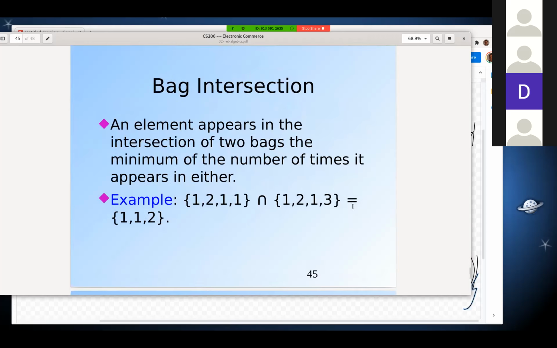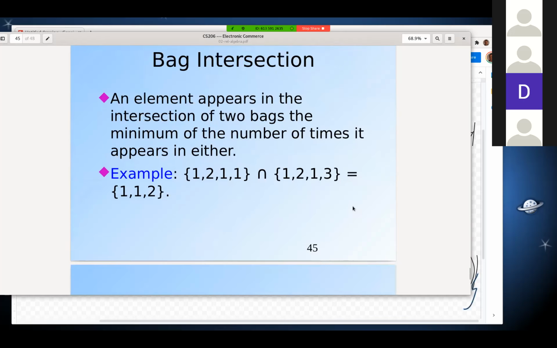And then intersection is kind of tricky because intersection winds up calculating the number of matchings, and that's what's left over. In this case, you have 3 ones on one side and you have 2 ones on the other side. So you only get 2 ones in the intersection on the bag.